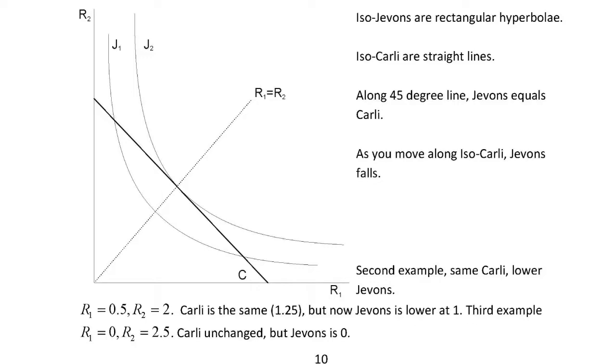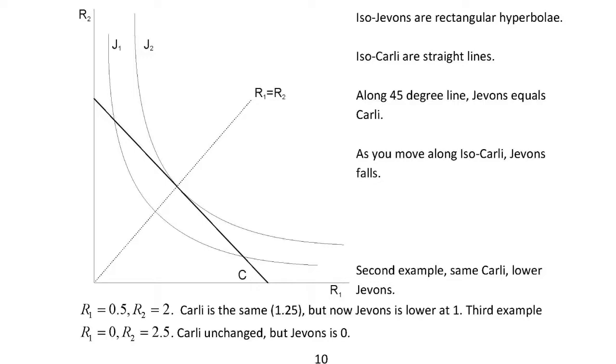For example, if you take a point J1, there are 2 points where J1 intersects the original iso-Carli line. They're relatively unequal, and at those points, J1 is less than J2. Any point along the iso-Carli line which is away from the R1 equals R2 line will be on a lower iso-Jevons level, a lower value for the Jevons index. So that's basically how it is. You should know this: a geometric average is less than an arithmetic average.